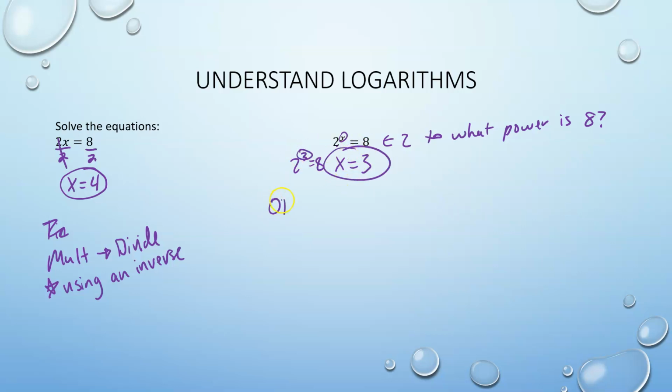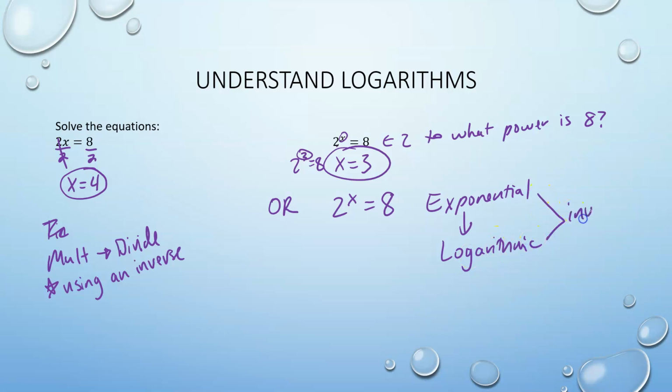Here is the new thing we're going to learn. When we have 2 to the x equals 8, that's exponential form. If we want to use the idea that when we solve equations, we use the inverse, you can switch it to logarithmic form, because these are inverses of each other. So the first thing we have to know is how do we rewrite that?